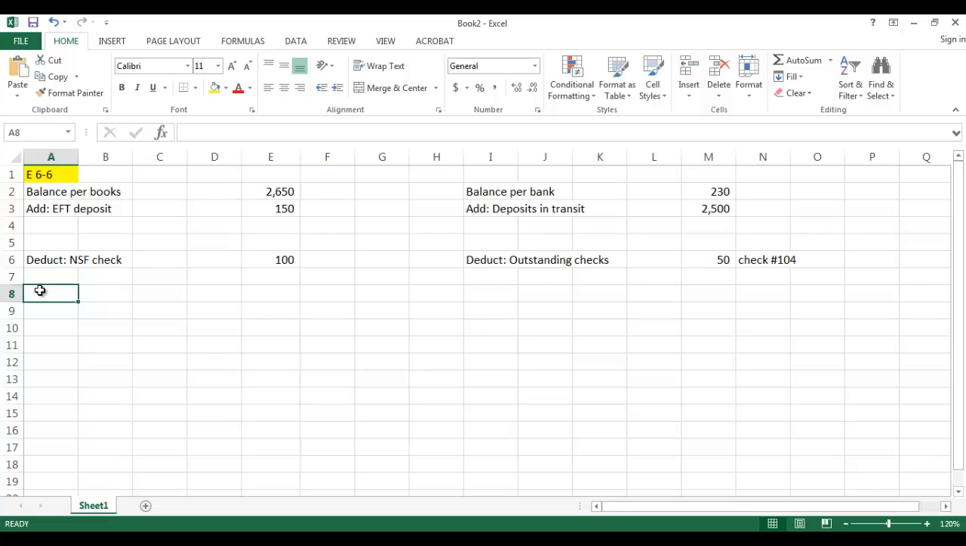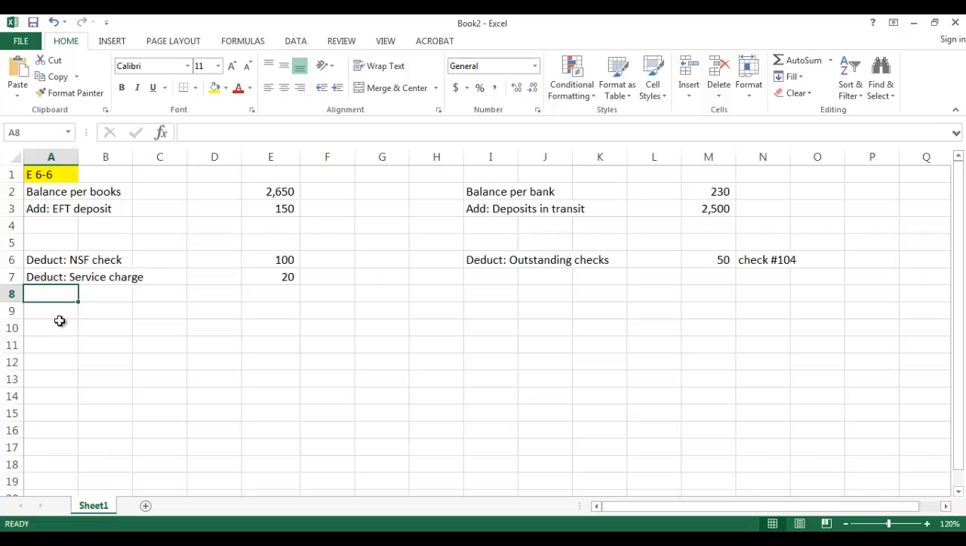Now, one item we see on the bank statement on September the 30th is a service charge of $20. That's not something we have booked already in our ledger account, so we need to make that change to our books as well. So here we're also deducting a service charge in the amount of $20.